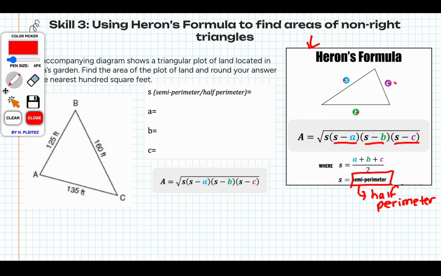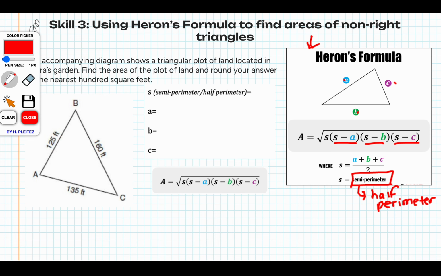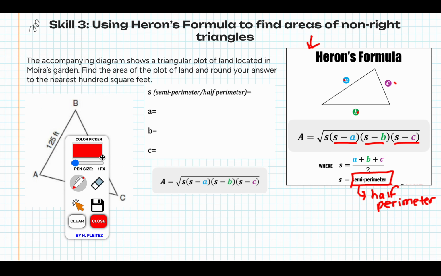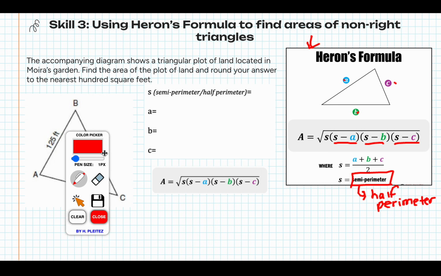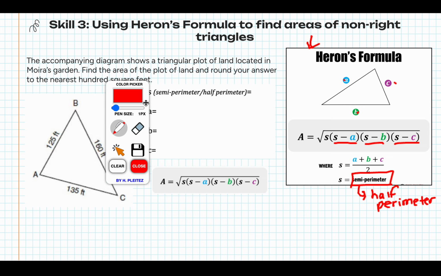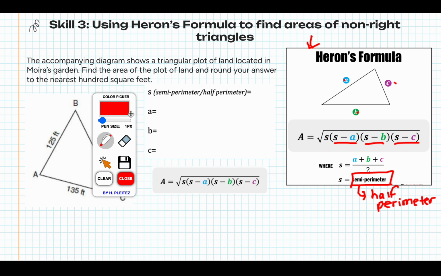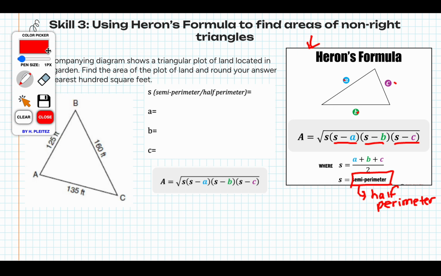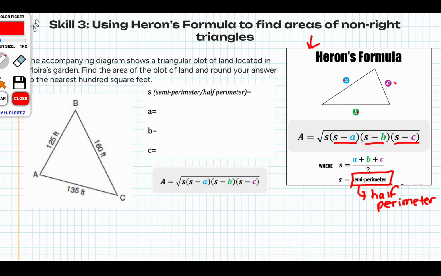Again, it helps when we list out our variables so we can see what's going on. So in the accompanying diagram, we have a triangular plot of land located in Moira's garden, and we're going to find the area of the plot, and we're going to round to the nearest hundredth. Okay, so again, s is our semi-perimeter, so we need s, a, b, and c, and then we plug everything into that formula to help us find the area.